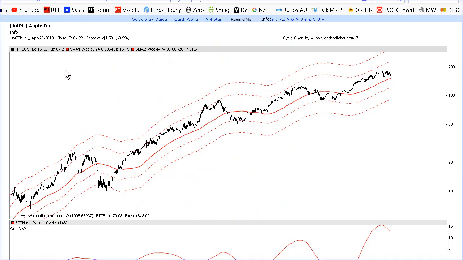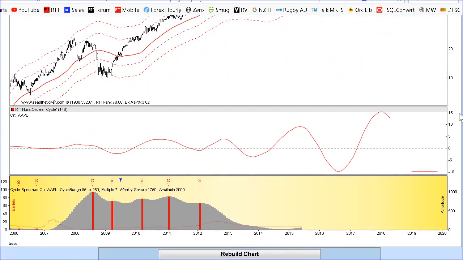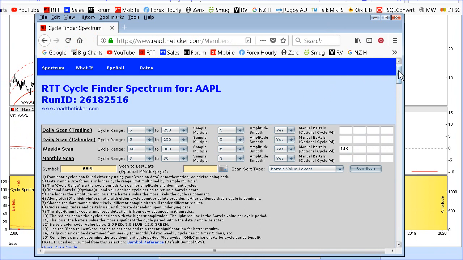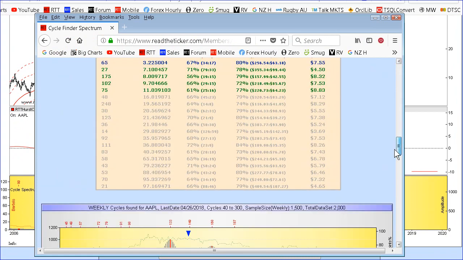Here we have our Apple chart. This is weekly, and this is the log chart, so you can see the bumps and bruises of the price action. And here's our cycle chart in chart cycle spectrum. We have a much larger pop-out page for our cycle spectrum here, and I've got 4 scans: daily, calendar, weekly, and monthly. You scroll down to the weekly. Here we go.